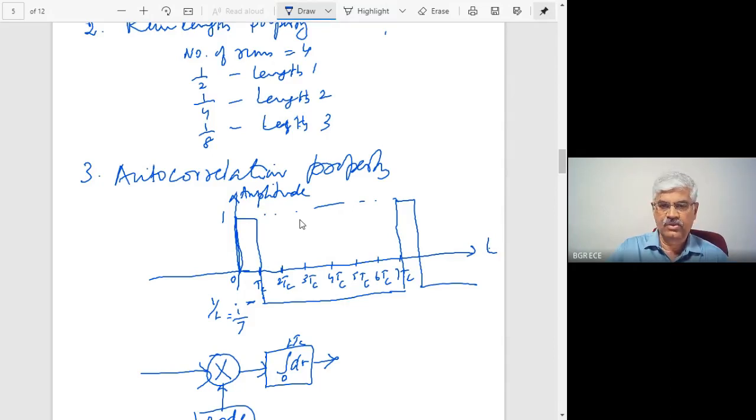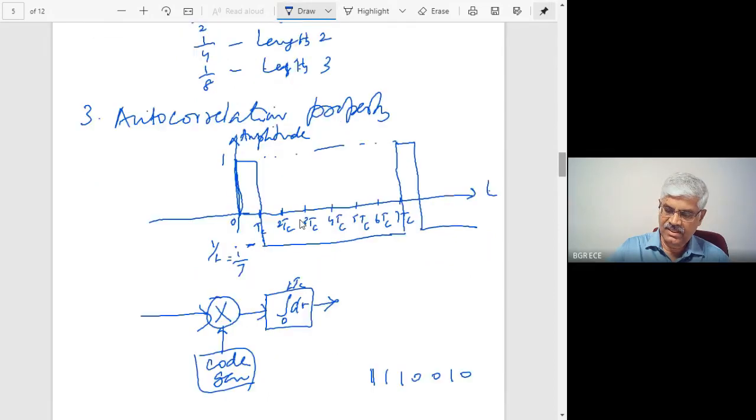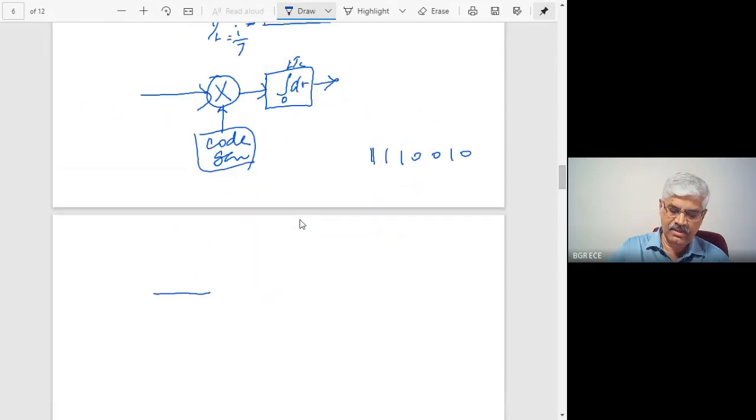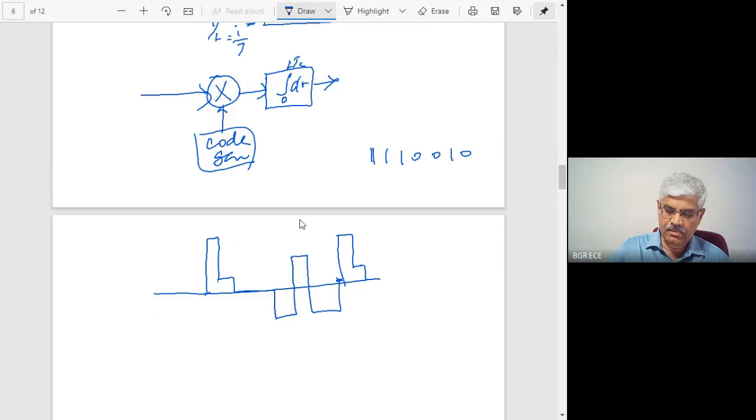Any other sequence which is periodic in nature may not have this type of property. For example, sometimes it may look something like this, like that, like this, like this, like that. Suppose again this repeats like this. So again the same pattern repeats.